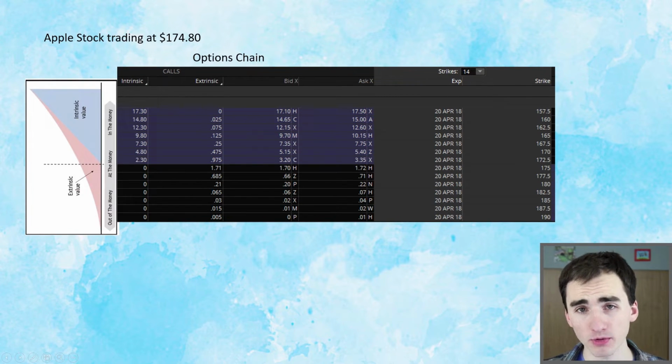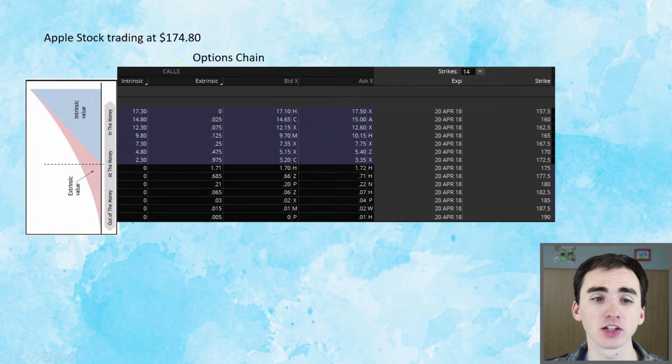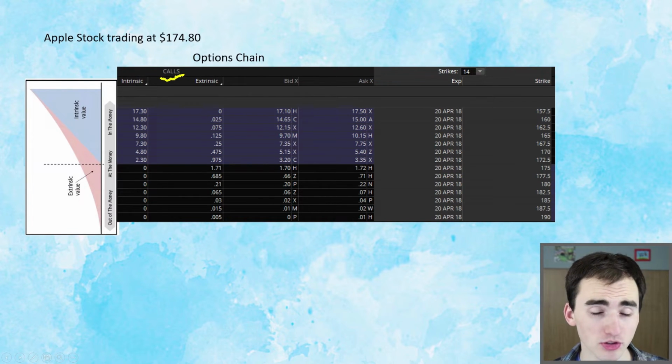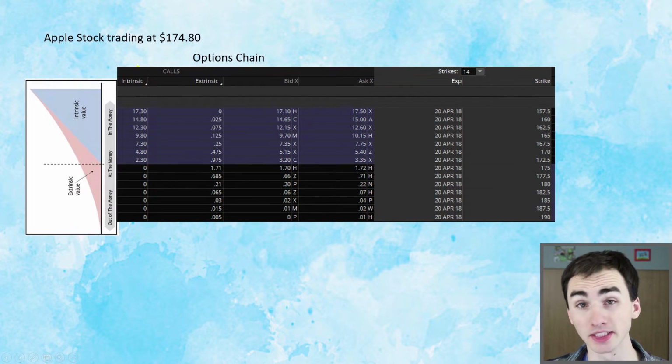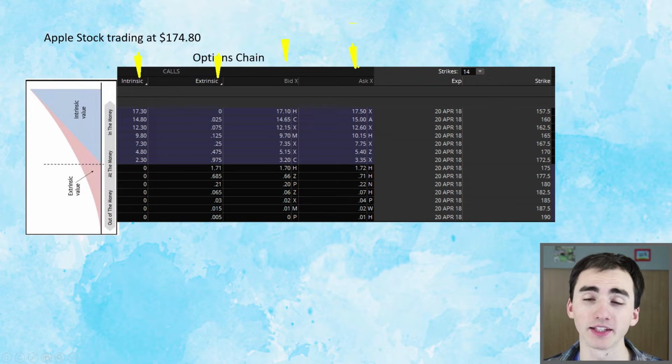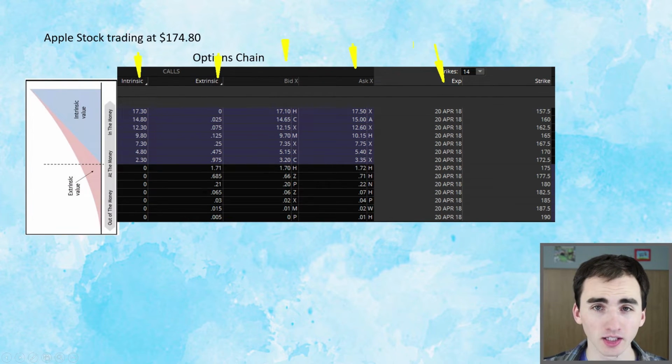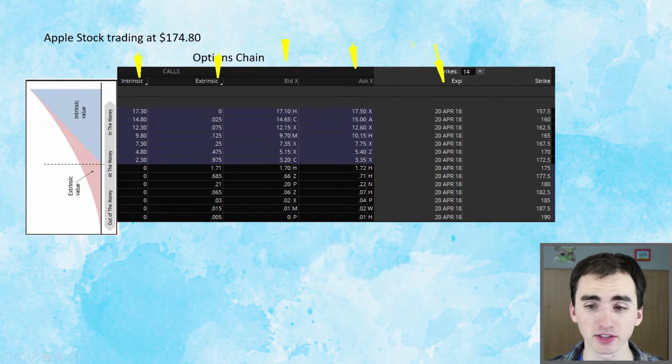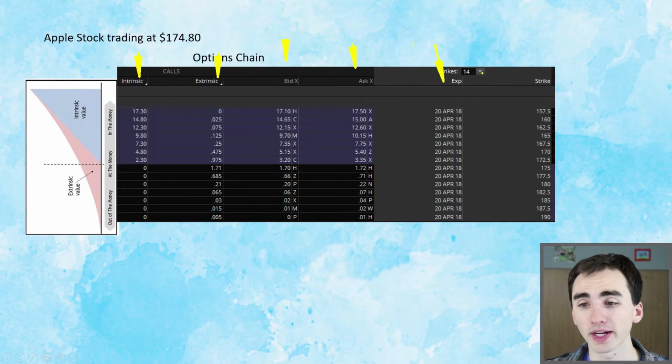Walking through this options chain, this is the call section. With these columns, we have the intrinsic value, the extrinsic value, and essentially the price of what those are trading at. Over here on the right, we have the expiration date. These expire the 20th of April 2018, and for this example, let's say that's about 30 days out. And then on the right over here, you can see the different strike prices.